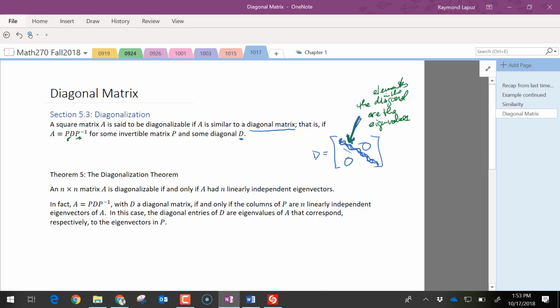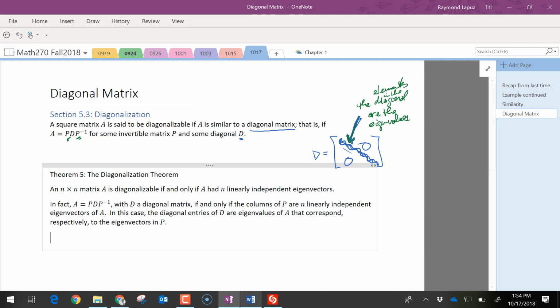All right. So matrix A is diagonalizable if A has n linearly independent eigenvectors. In fact, A is going to be equal to P D P inverse, with the diagonal matrix D, if and only if the columns of P are n linearly independent eigenvectors of A. If your eigenvalues have multiplicity, then we should hopefully find eigenvectors that have the same multiplicity. I think so.